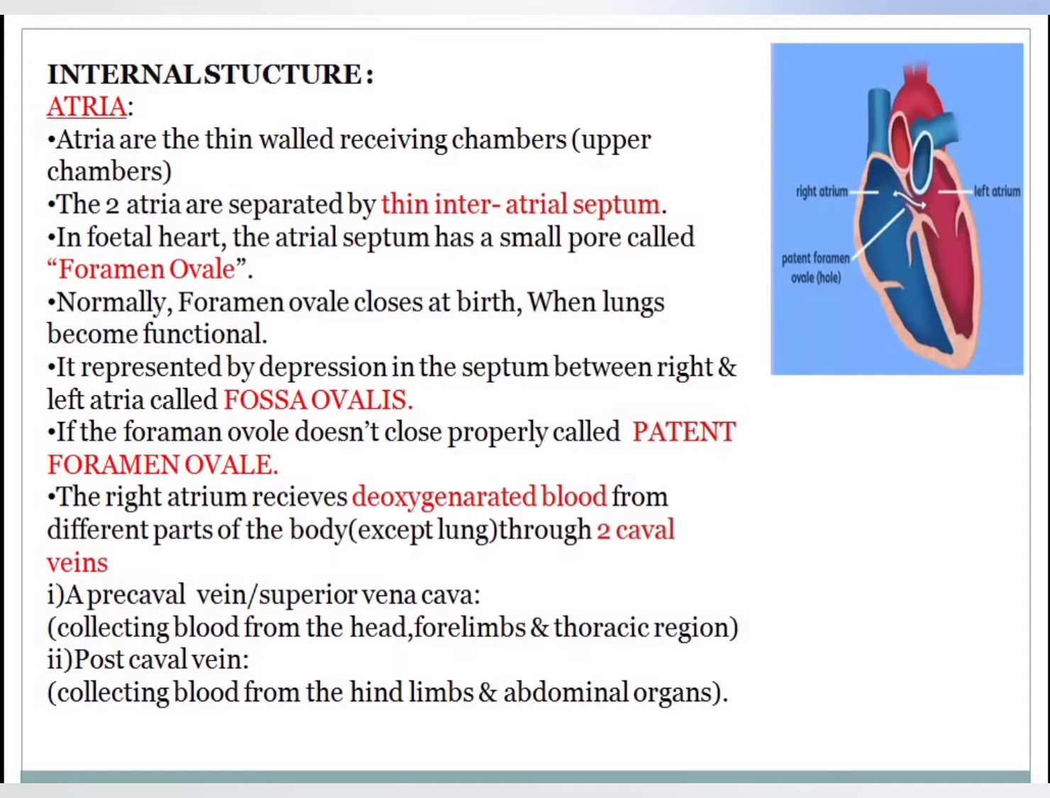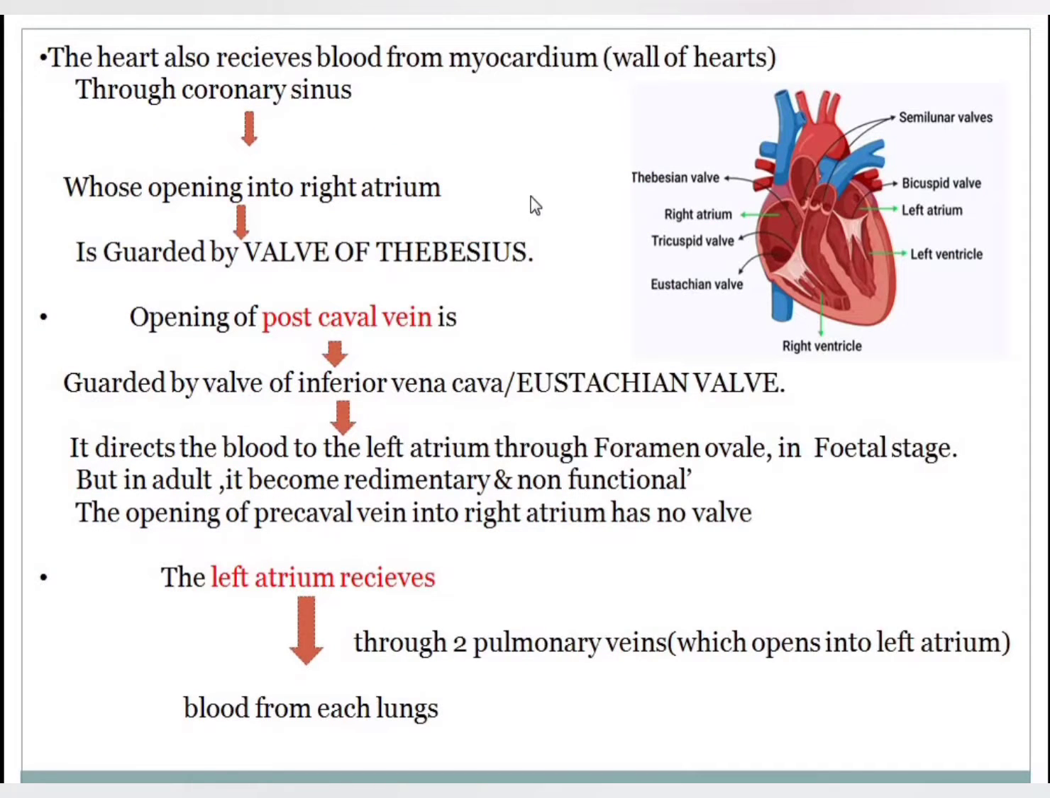This is about the foramen ovale. The heart also receives blood from the myocardium. The myocardium is the wall of the heart, the middle muscular part. It receives blood through a coronary sinus, which opens into the right atrium. It is guarded by the Thebesian valve, here.